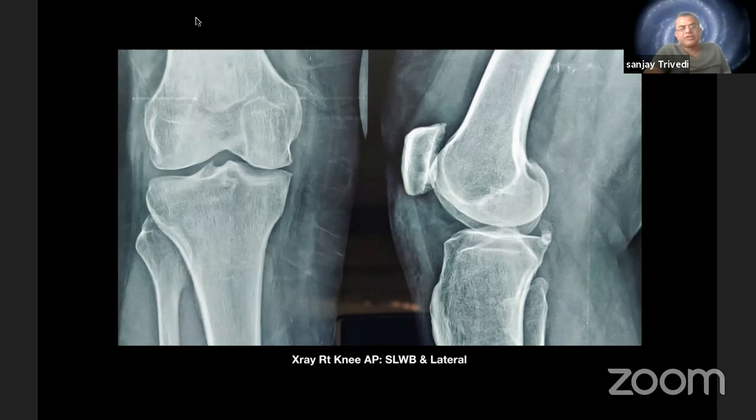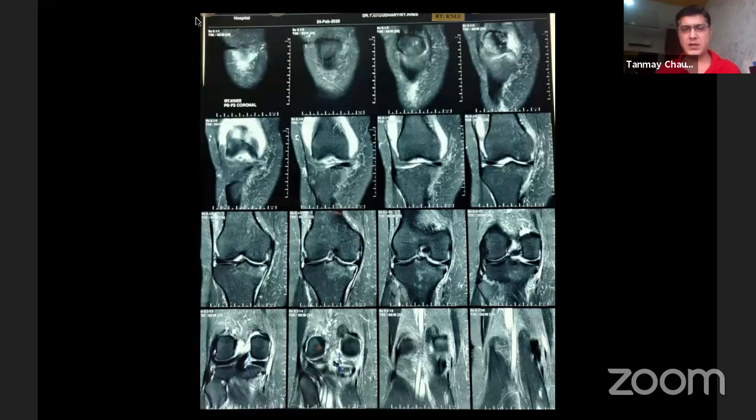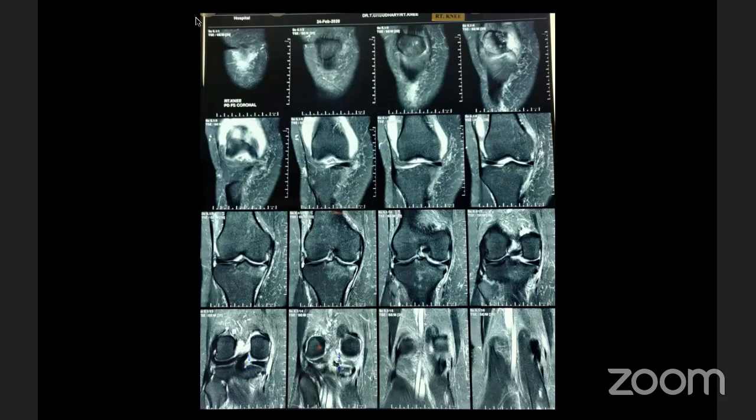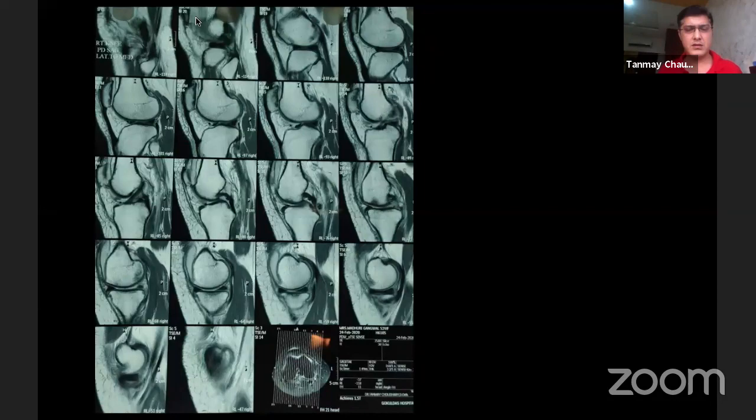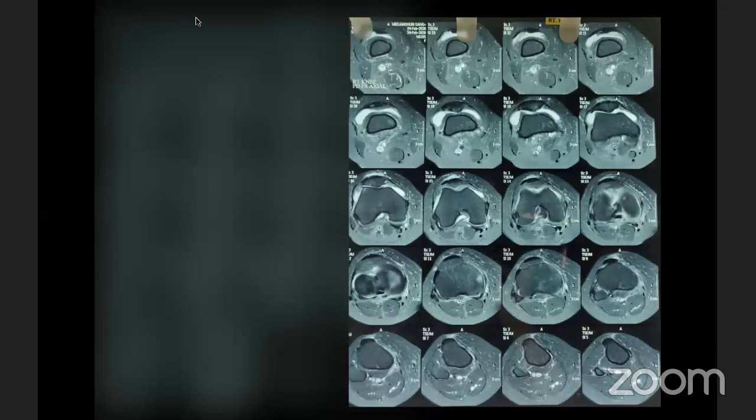This is a single leg weight bearing X-ray, you say? Yeah. There is some patellofemoral arthritis also, which I can see. There is a posterior osteophyte there. I have the MRI pictures. Right, so let us have the MRI pictures. This is the MRI. The coronal images. This is the sagittal. And this is the axial views.